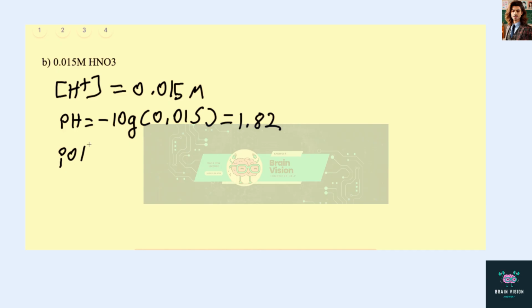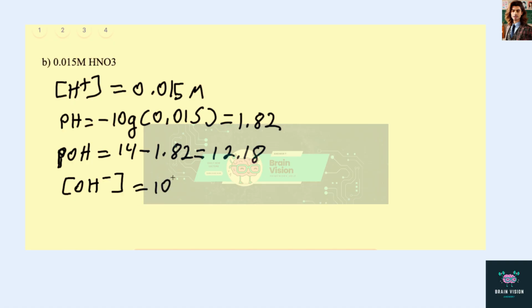pOH is equal to 14 minus the pH, which is equal to 12.18. And the concentration of base is equal to 10 to the negative pOH, which comes out to 6.61 times 10 to the negative 13th.